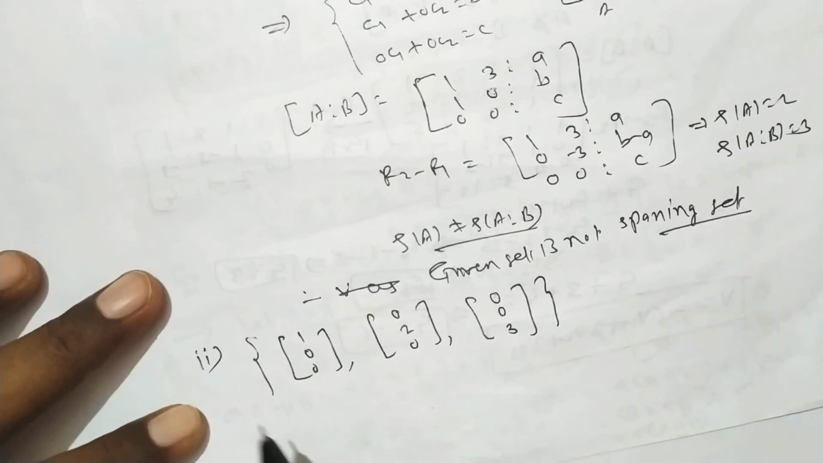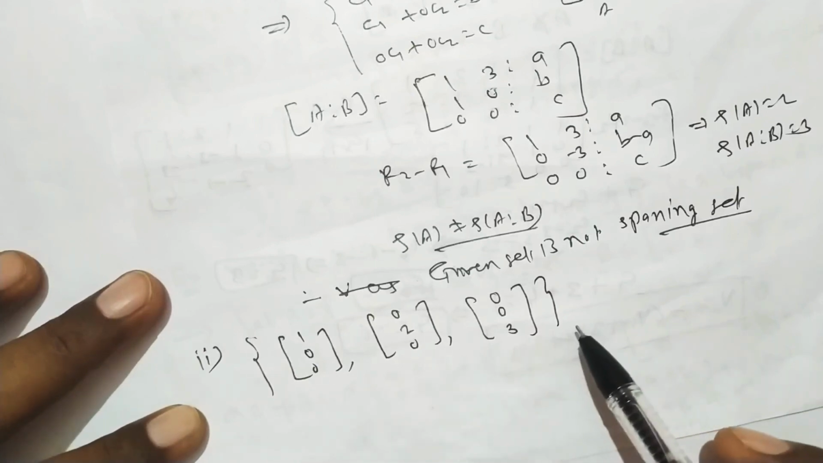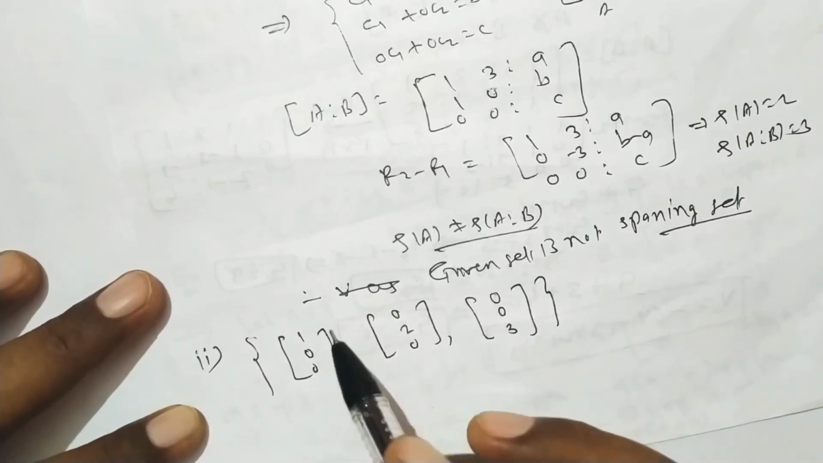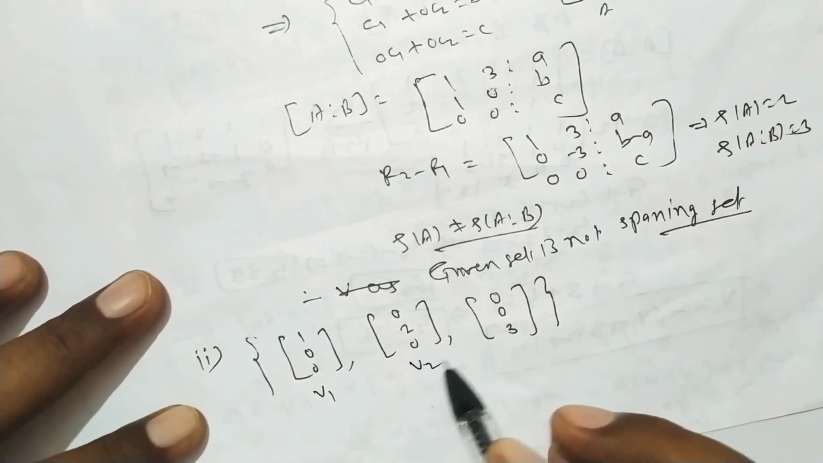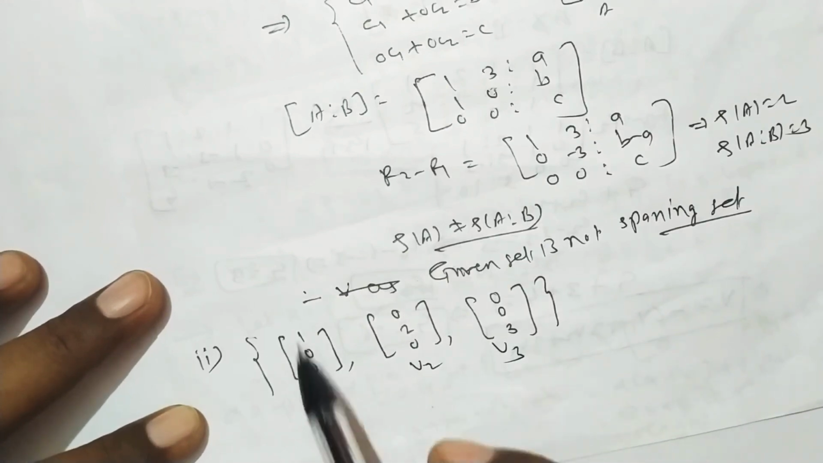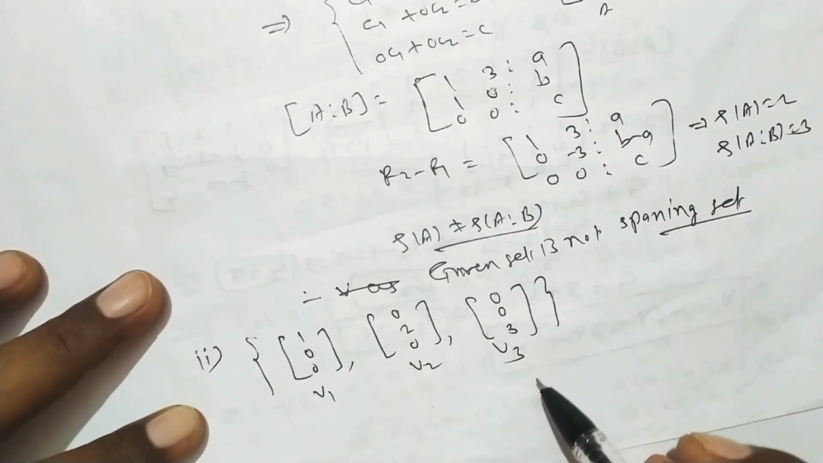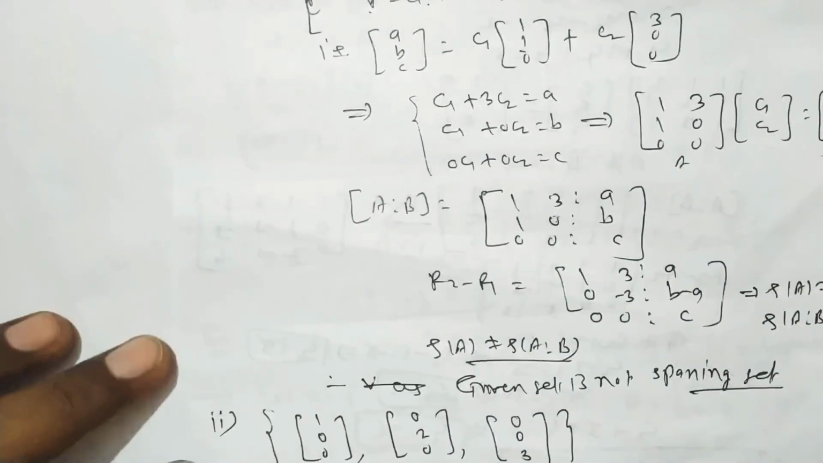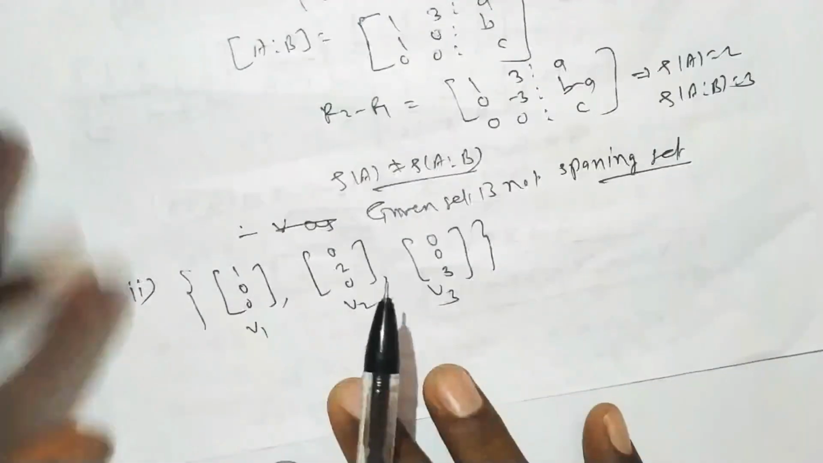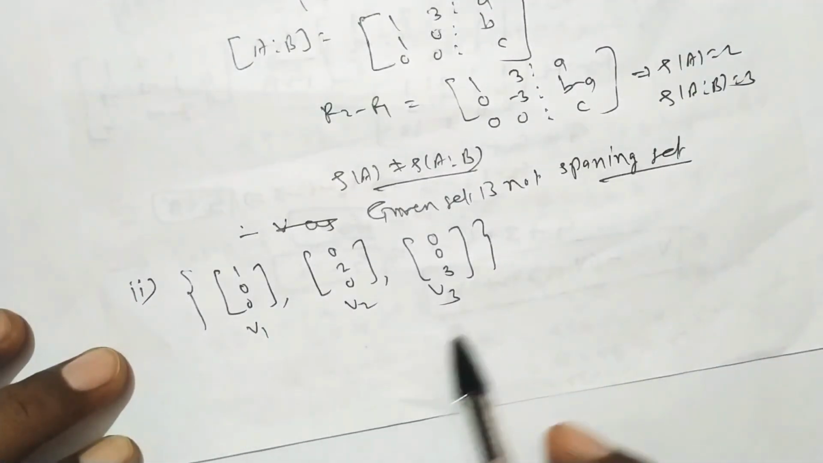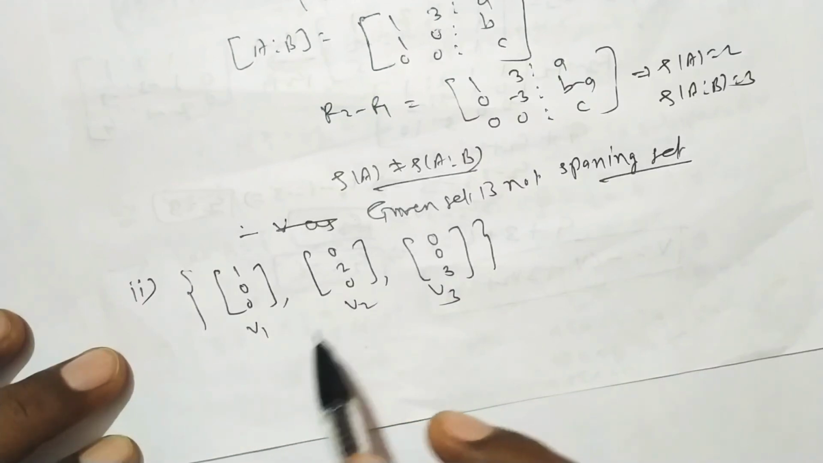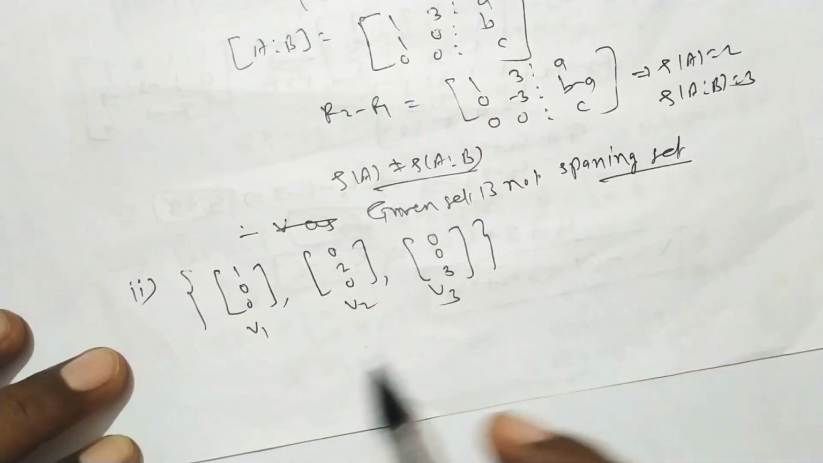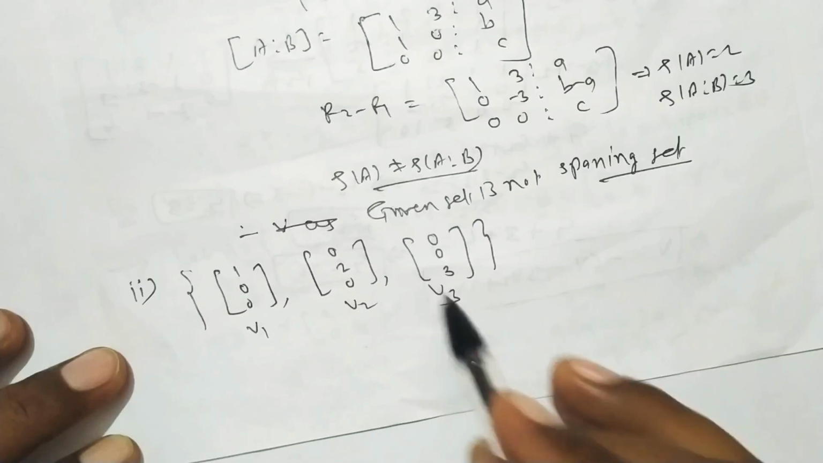So the next problem is the same: determine whether this set is a spanning set or not. If you observe here, suppose this vector is v1, this is v2 and this is v3, 1 0 0, 0 2 0, 0 0 3. I think if we take v to be any vector, say a b c in R3, then check whether v is a linear combination of v1, v2, v3. In this problem rank of A is equal to rank of AB. So this set is a spanning set.